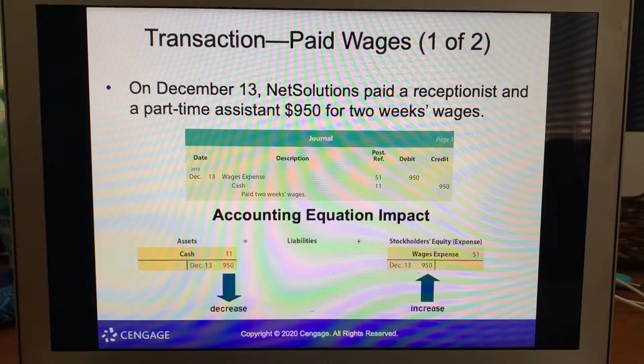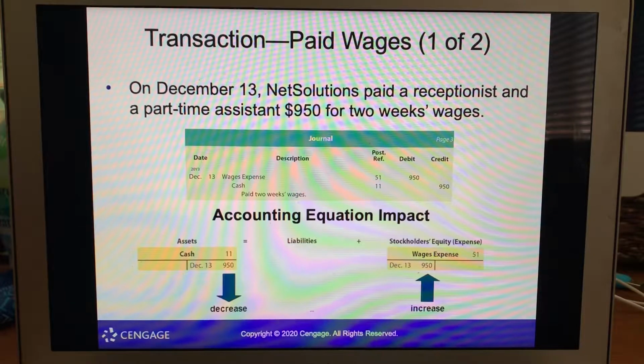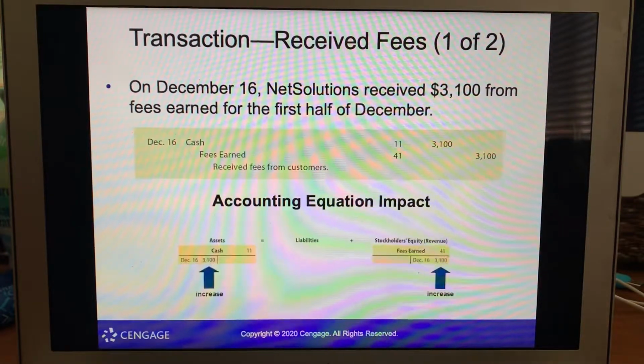In this particular wage example, on December 13, this goes under wage expense as a debit, which is account 51, and cash is going to decrease for $950 and paid 2 weeks wages. And then that same example is down at the bottom, the impact on the T account.